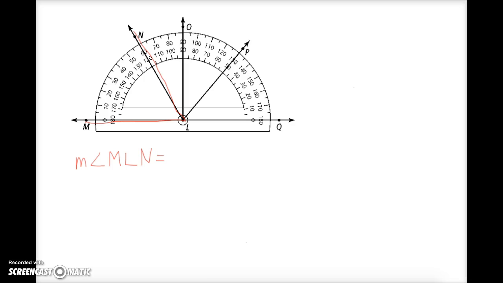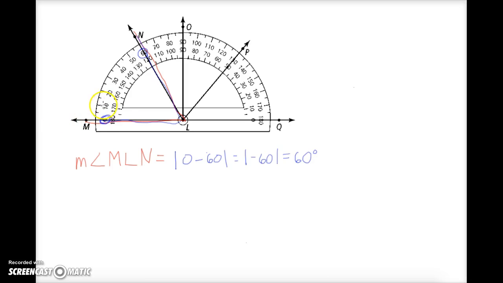So if we look at our first ray, this ray here, LM, we can line that up with point 0 on the protractor. So we have 0 minus, if we look at this ray, we can pair that ray up with 60. 0 minus 60. And that is equal to the absolute value of negative 60, or just 60. So the measure of that angle is 60 degrees.